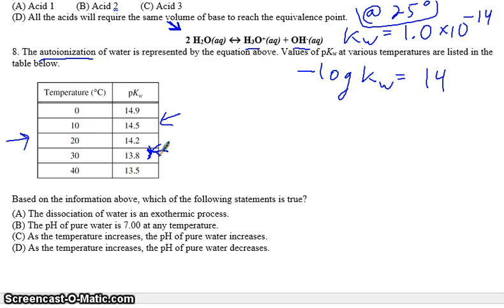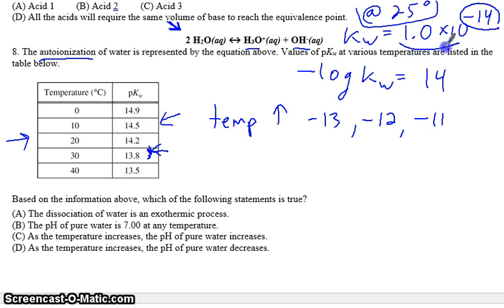So what they're telling us is that the higher the temperature, the lower the pKw. What this means is that as temperature goes up, your pKw gets smaller, that means your Kw, this number right here, gets smaller and smaller. So we get 10 to negative 13, negative 12, negative 11, which means the number itself, the Kw itself, goes up. So as temp goes up, Kw goes up. And this is a weird way of saying it, but if you think through it, that's exactly what's happening.